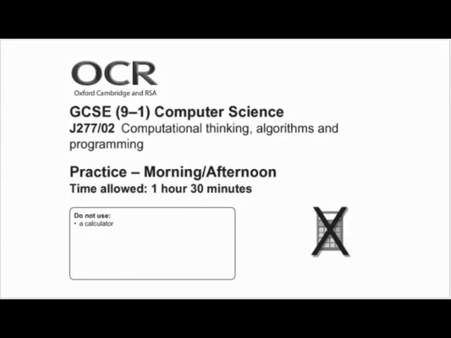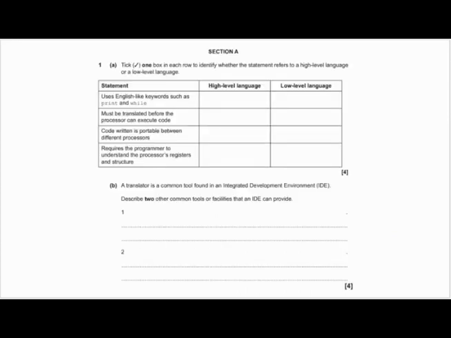So today we are going to be looking through the practice paper J277, paper 2, the programming, computational thinking, algorithms and programming paper. So let's move on to the first question. Here you'll see it's another one of those tick box exercises, to make sure that you always read if you're ticking more than one box.